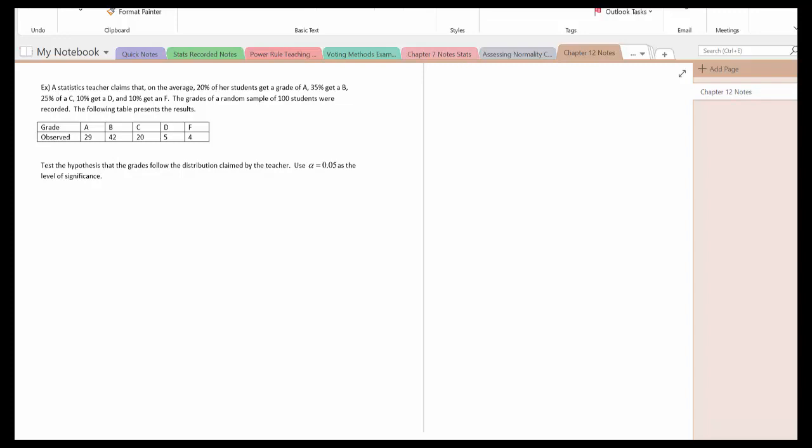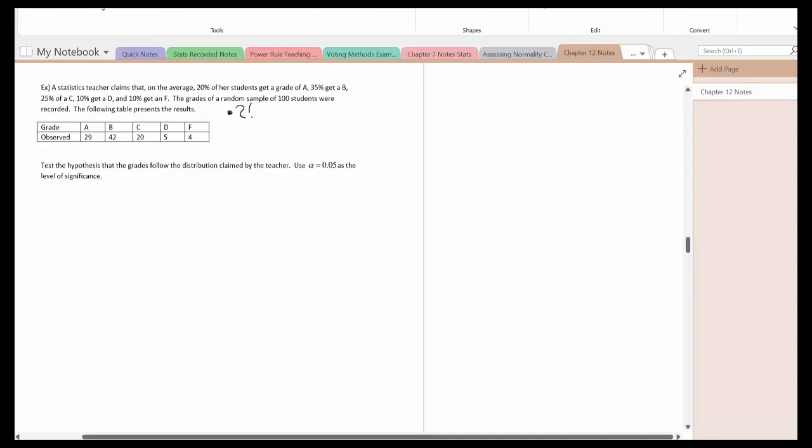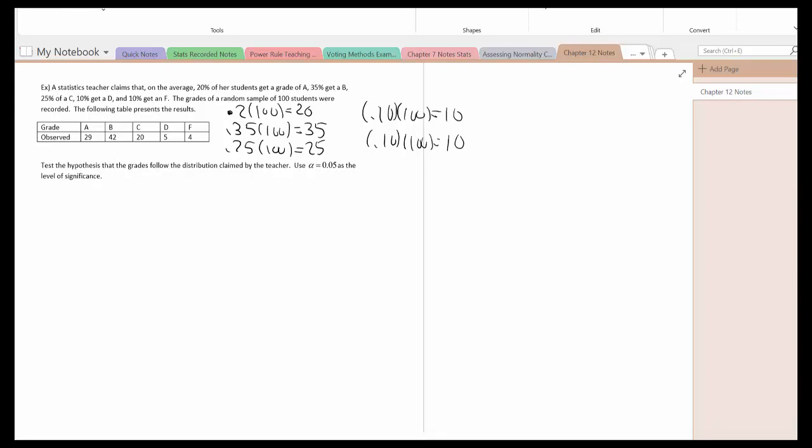Okay, first off, we need to know what the expected counts are going to be. So, 20% of 100 is equal to 20. 35% of 100 is equal to 35. 25% of 100 is 25. We've got 10% of 100, that's equal to 10, and the same thing for the F. So, I will put the expected counts below the observed counts now.